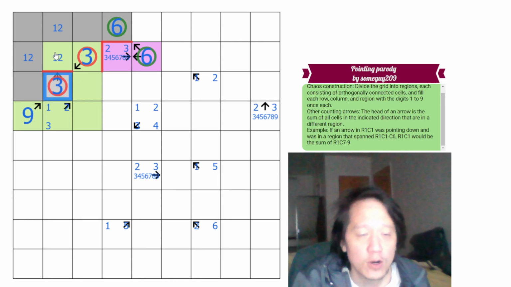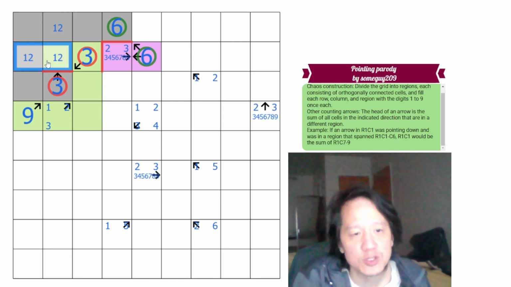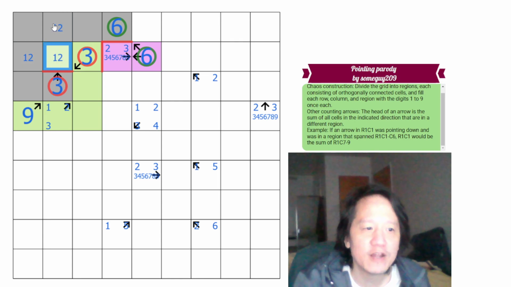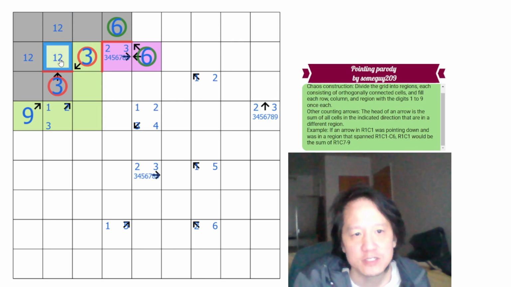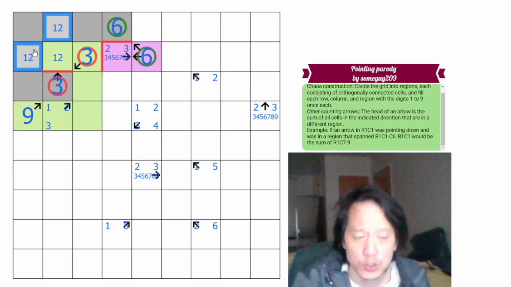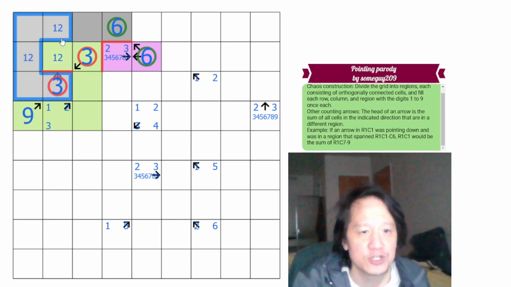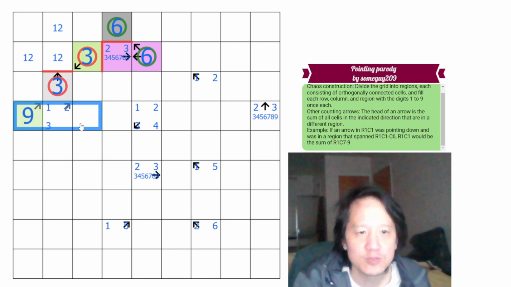So therefore, this adds up to 3, this adds up to 3, this is the same digit, therefore these must be the same digit. So if this was 1, these would both be 2. If this is 2, these would both be 1, therefore they cannot be part of the same region. Therefore, this does not work. Therefore, the green cannot go this way. It must go this way, right?